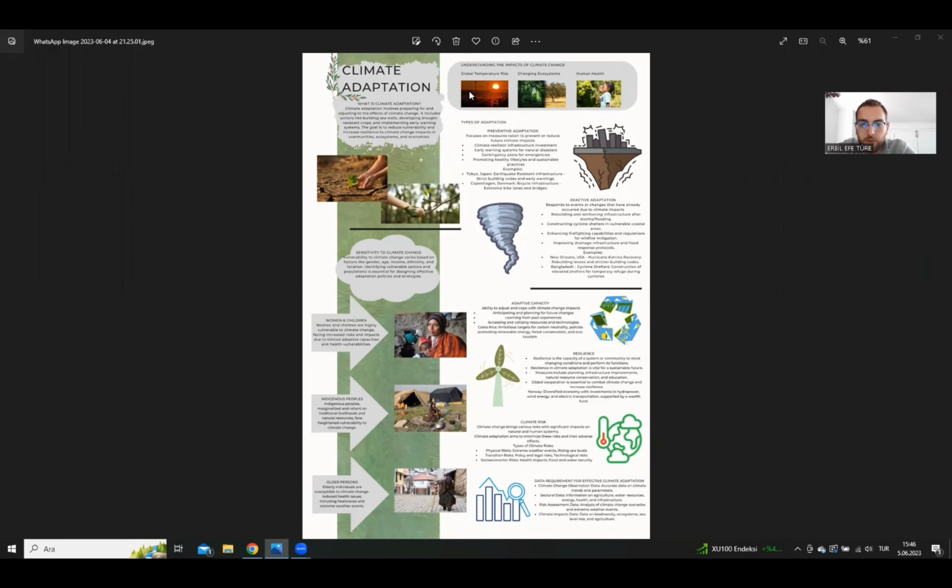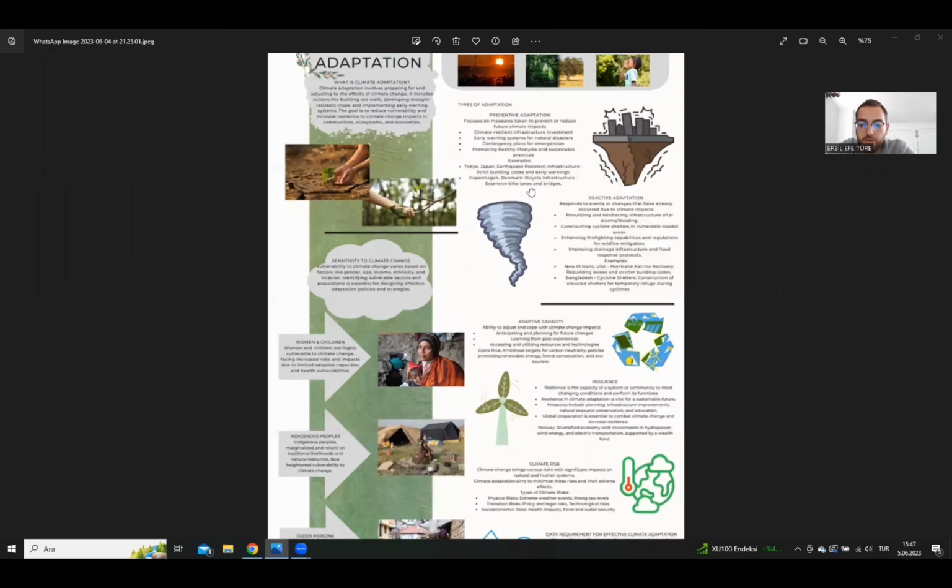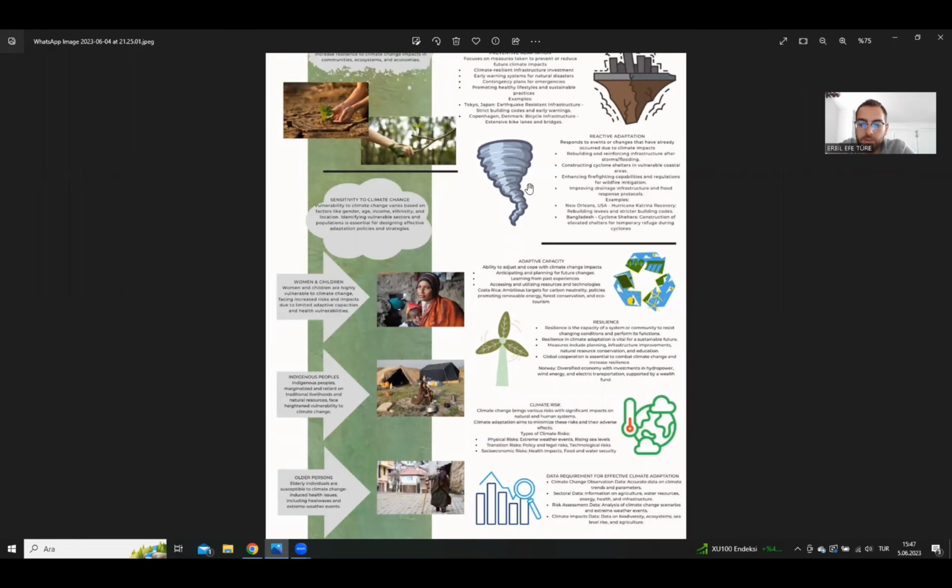Resilience is the capacity of a system or community to resist changing conditions and perform its functions. Resilience in climate adaptation is vital for a sustainable future. Measures include planning, infrastructure improvements, natural resource conservation, and education. Global cooperation is essential to combat climate change and increase resilience. To give an example of resilience, Rotterdam, Netherlands, Singapore, Copenhagen, and Norway are examples of resilient countries and cities.